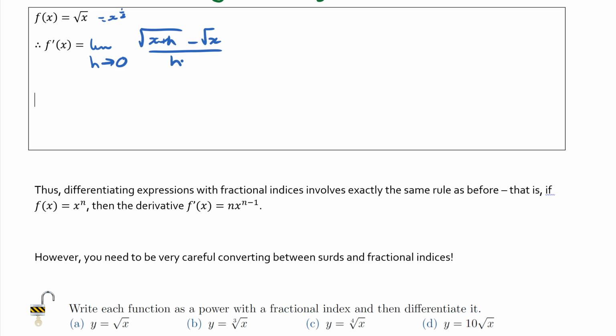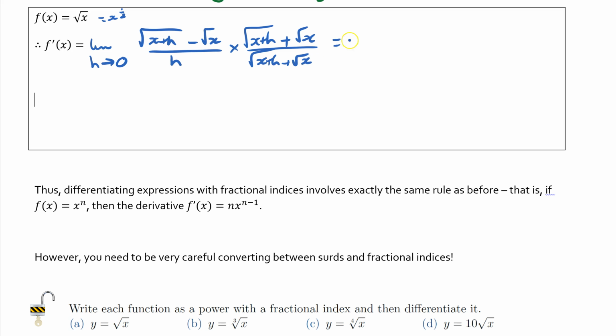Now, where we go from here is again a little bit more of algebra informed by your past experience. So when we did surds and we used the technique of rationalizing the denominator, we're going to use a similar technique to that here. We're going to multiply top and bottom by the conjugate. So we'll do this.